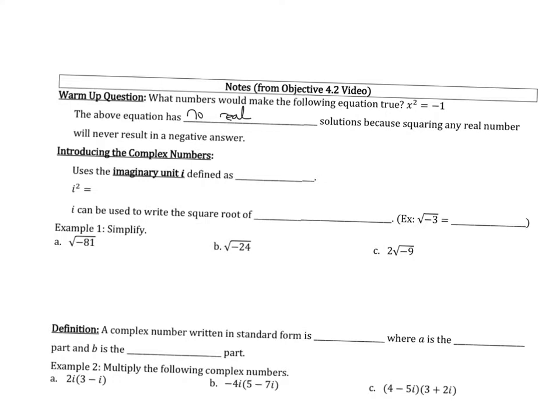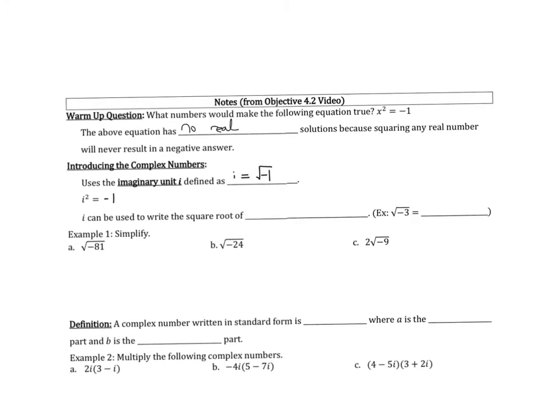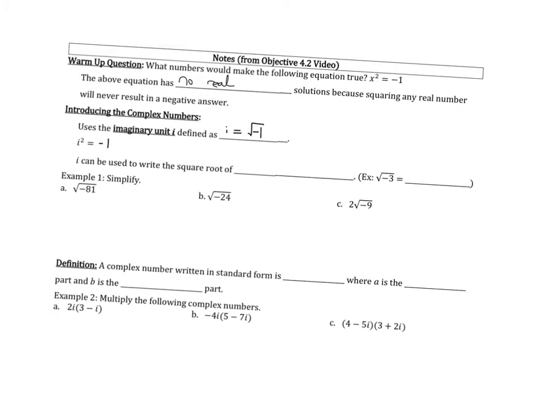So this is where complex numbers come in. It uses the imaginary unit i. i is defined as the square root of negative 1. Another definition that you'll need is i squared equals negative 1. i can be used to write the square root of negative numbers.